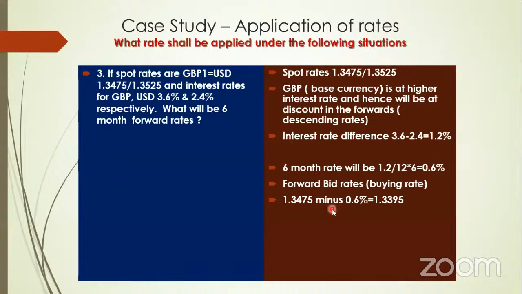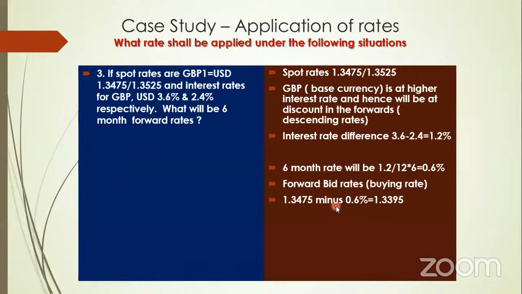1.3475. Why am I putting 3475? First I am asking the buying rate. Then I have to work out the selling rate. How to key in the buying rate? And why am I putting the minus button? Tell me, boss. Why am I putting the minus button? It's a discount. Since it is a discount, here you have to put the minus button. Why? Because it is going to be at a discount.